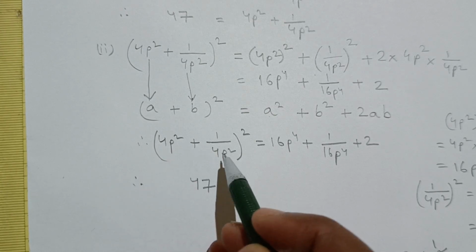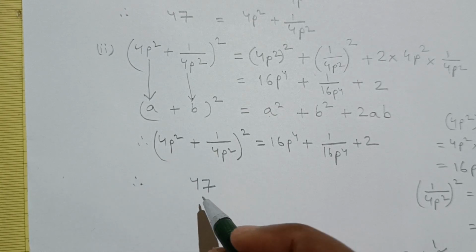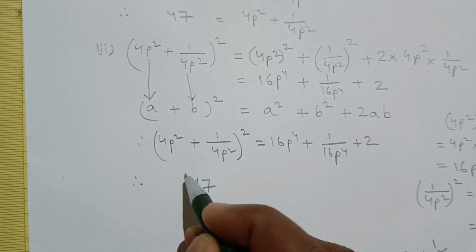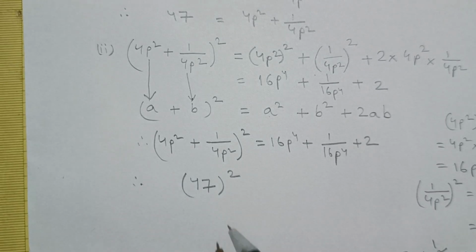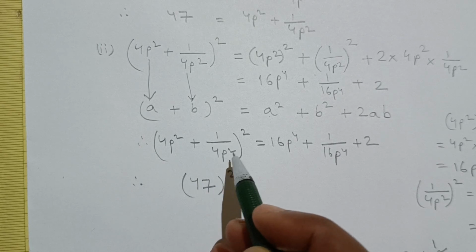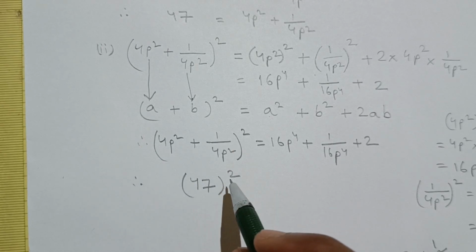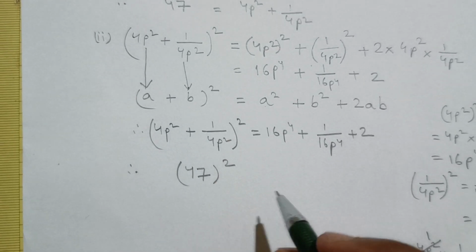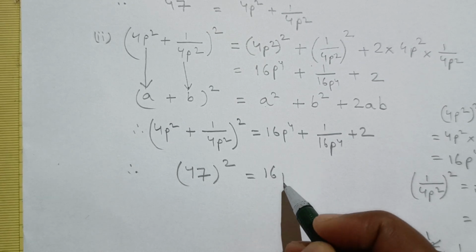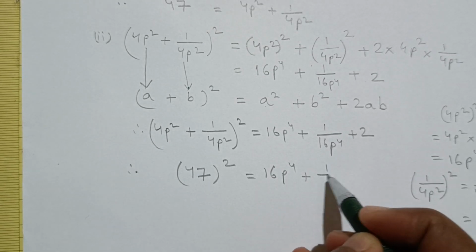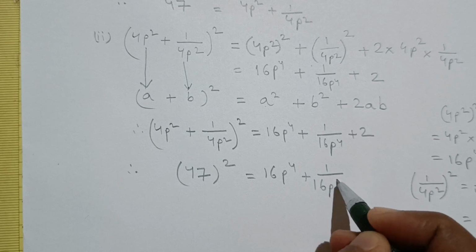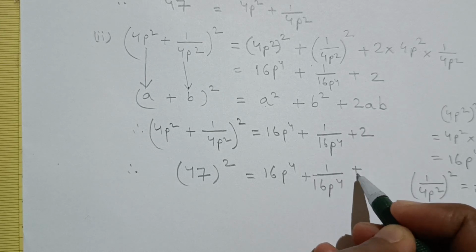Now (4p² + 1/4p²)². So I will do 47 whole square. So (4p² + 1/4p²)² becomes 47², that is equal to 16p⁴ plus 1/16p⁴ plus 2.